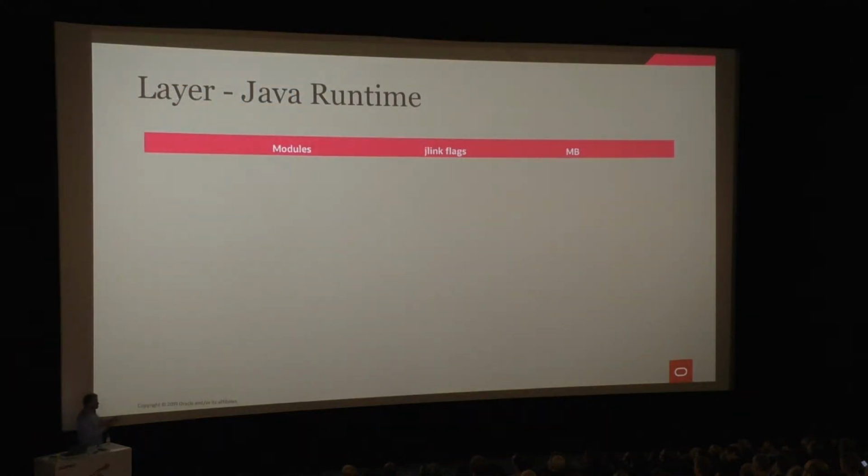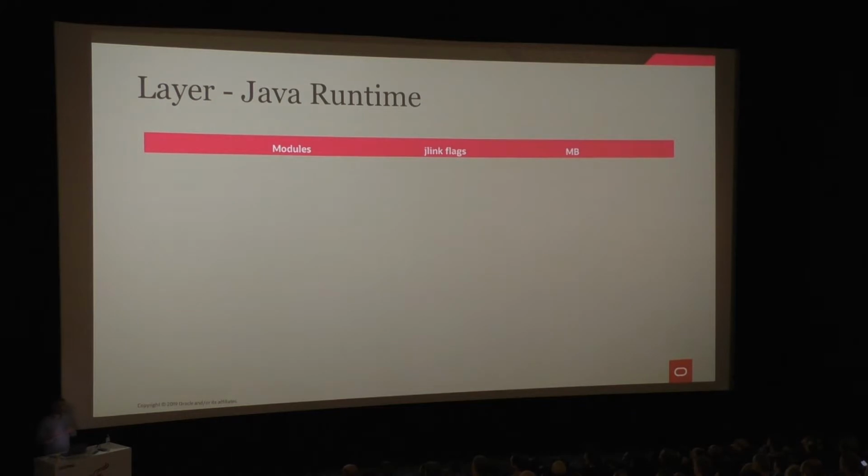Now, if we look at the Java runtime layer, there are things that we can do to reduce the size of the layers. So you know that in Java 9, we introduced modularity in the platform. And with that, we have a tool called JLink that gives us the ability to construct a custom JRE that only carries the modules that our code needs.